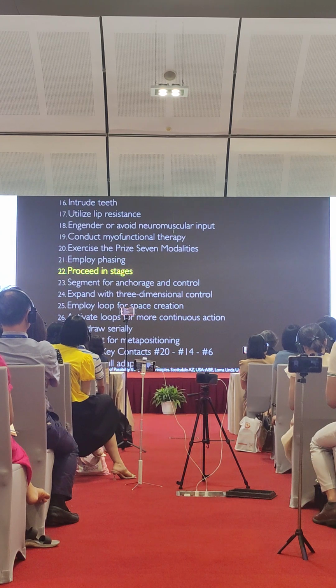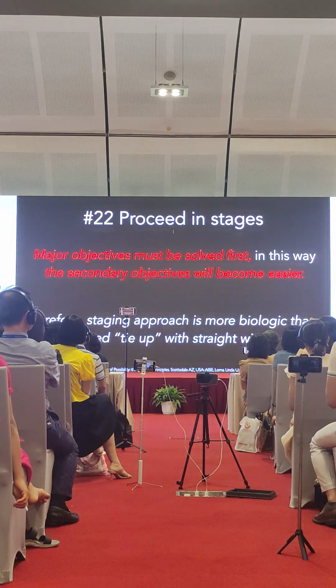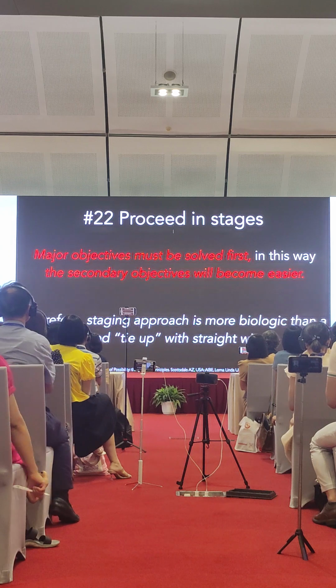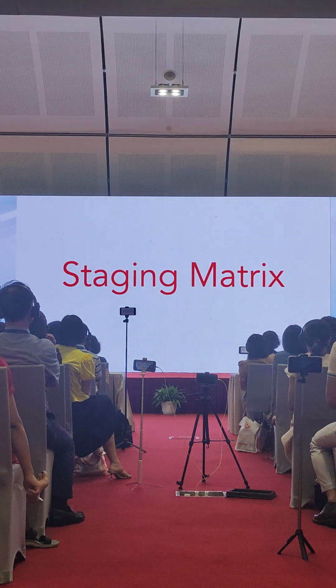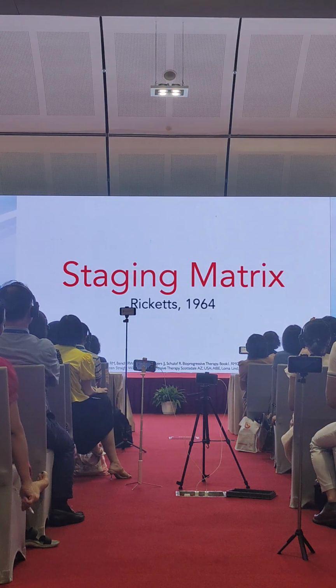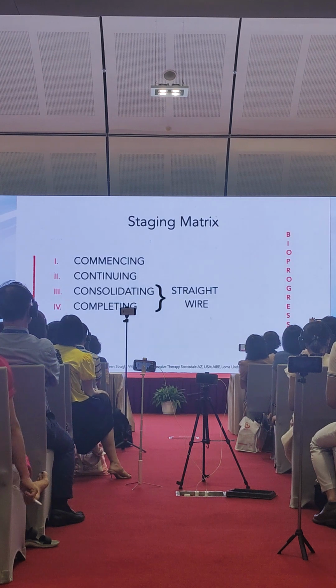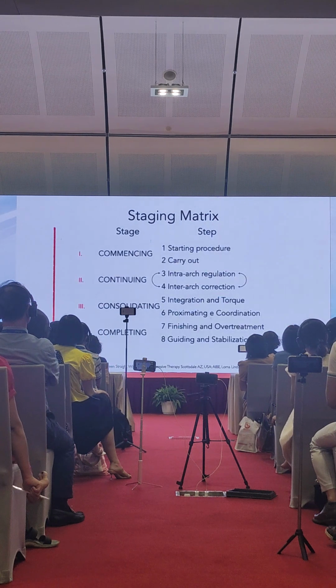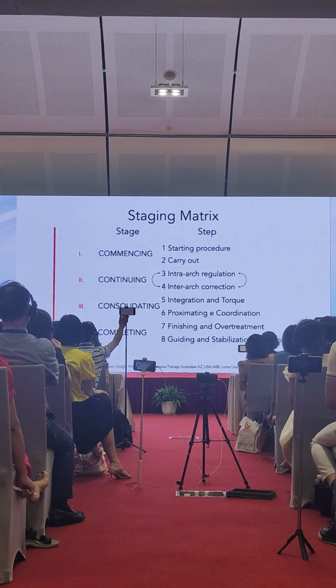Another principle, number 22: proceed in stages. Major objectives must be solved first. In this way, the secondary objectives will become easier. Therefore, the staging approach is more biological than a fixed tie-up with the straight wire. What is the staging method? It's a logical sequence of the treatment. We have 4 stages, and in each stage we have 2 steps.